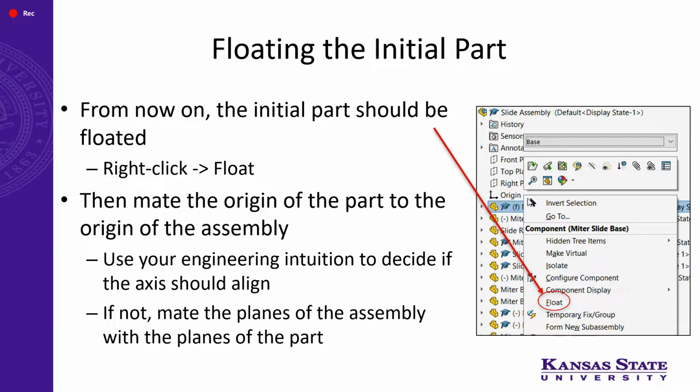And we float things to allow us to figure out their centers of gravity and all that kind of stuff. There are a lot of useful mass properties tools we can use once that part is floated. So we'll float that part, and then we'll mate it to the origin, which puts it in space. We can then mate some of the planes together to keep it from rotating. We'll look at that later. That's going to help you, for example, with the bushing on your vise. You'll mate some planes so that bushing doesn't spin.